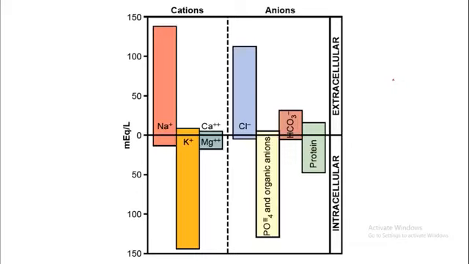Now which cations or which anions are more present in the extracellular fluid and in the intracellular fluid? In the extracellular fluid, higher amounts of sodium and chloride ions are present, whereas in the intracellular fluid there is a higher amount of potassium ion, as well as, in the anion section, phosphate and organic anions. So these four are the major cations and anions which are present highly in the extracellular or intracellular compartment.